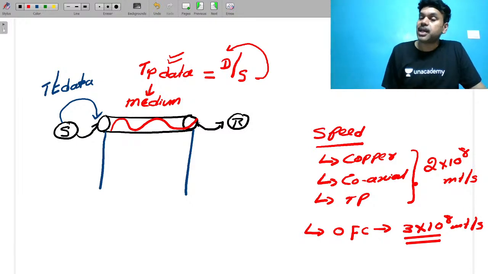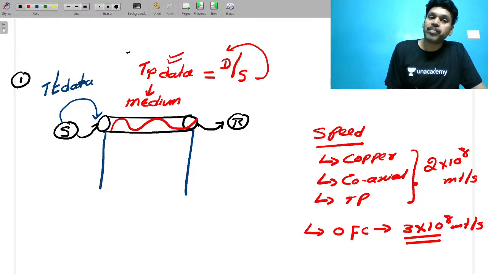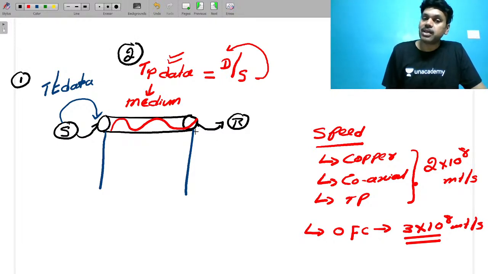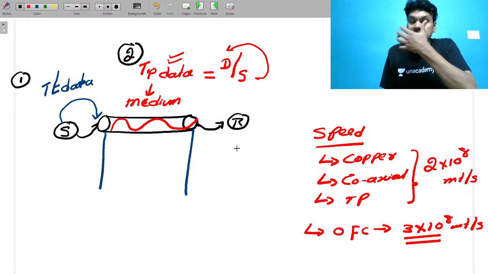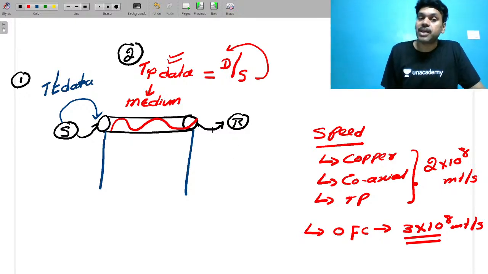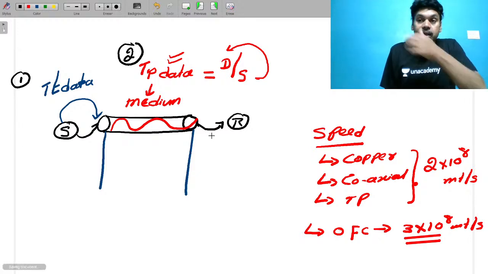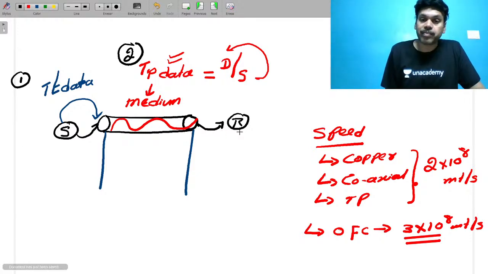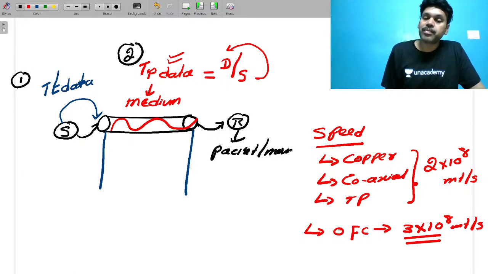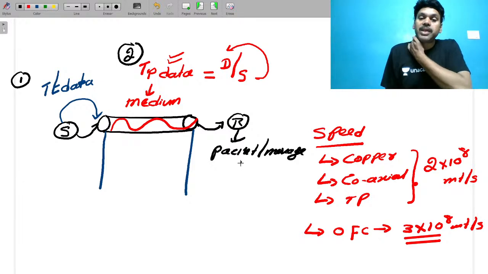Anyhow, the data has come to the receiver. What is the receiver going to do? So this is the first delay I spoke about, and this is the second delay I have discussed. And the third one: the data is received by the receiver. After receiving, the receiver takes that particular packet or frame, that message. Then what is he going to do?